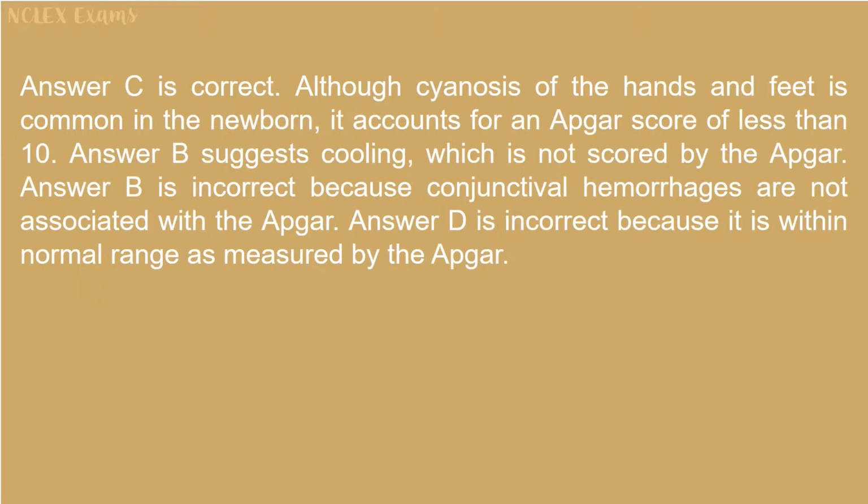Answer C is correct. Although cyanosis of the hands and feet is common in the newborn, it accounts for an EPGA score of less than 10. Answer B suggests cooling, which is not scored by the EPGA. Answer B is incorrect because conjunctival hemorrhages are not associated with EPGA. Answer D is incorrect because it is within normal range as measured by the EPGA.